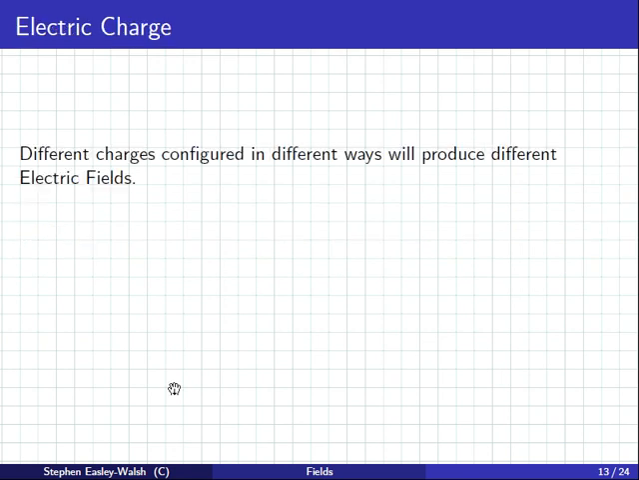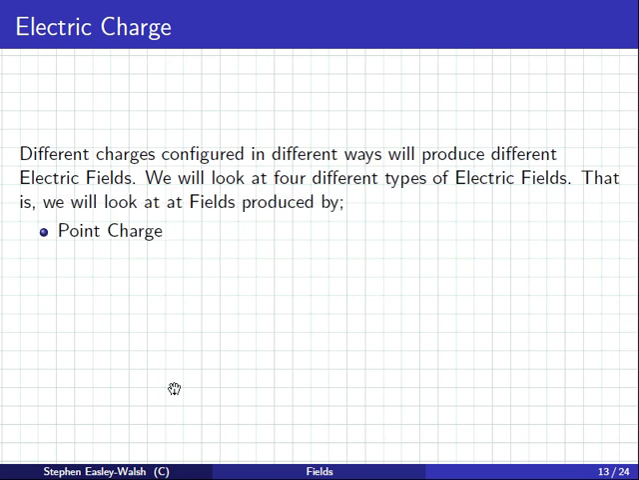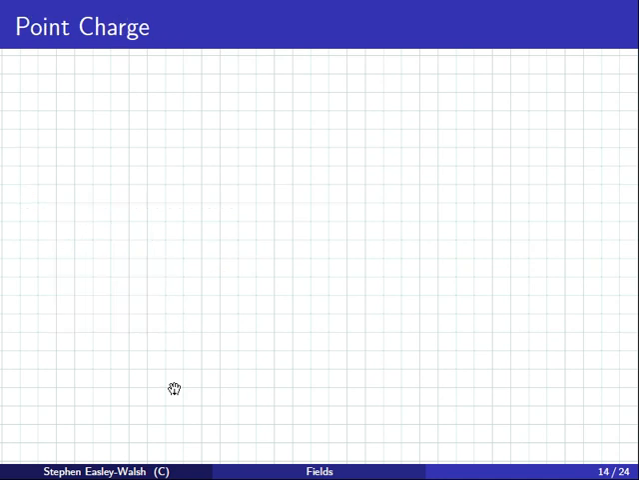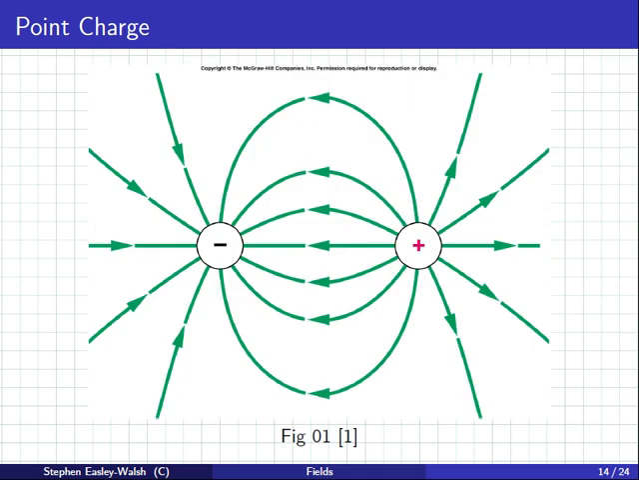That's a silly question. Right. Different charges configured in different ways will produce different electric fields. We'll look at 4 types: point, sphere, parallel, and dipole. So anyways, you can write them down as you go through them. So the first one is a point charge electric field. You have this one already. That's fine. You don't have to redraw it if you don't want to. But maybe you should write its name beside it. This is a point charge electric field.